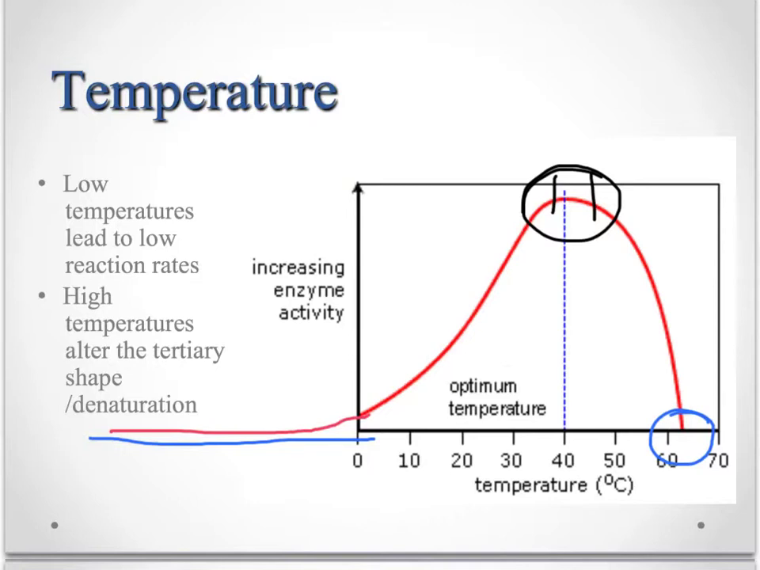This contrasts with the graph of pH and activity, in that when pH becomes either very low or very high, so either very acidic or very alkaline, you can often get denaturation of the proteins at both ends of the scale, but we don't usually see that with temperature.